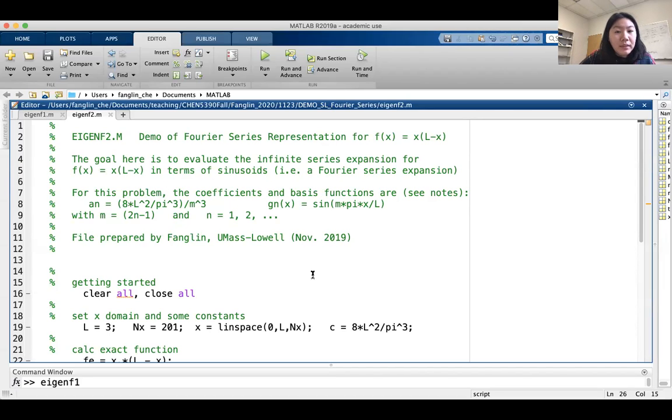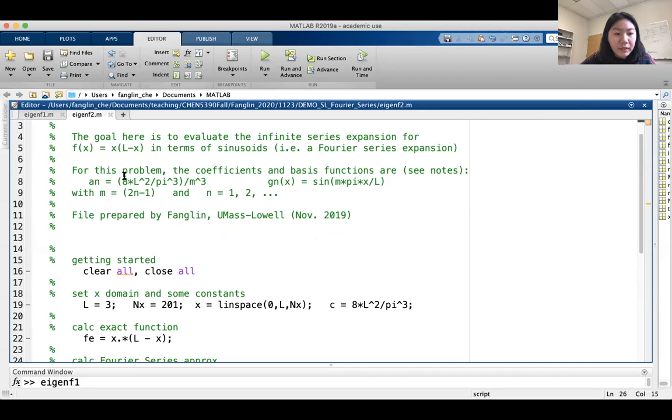Okay, this is the script to use Fourier series to represent f(x) equals x times (L minus x). The goal here is to evaluate the infinite series expansion for f(x) in terms of sine and cosine format, basically sine format here. The coefficient as we derived is 8 times L squared divided by pi cubed m cubed, where this m is only the odd number here.